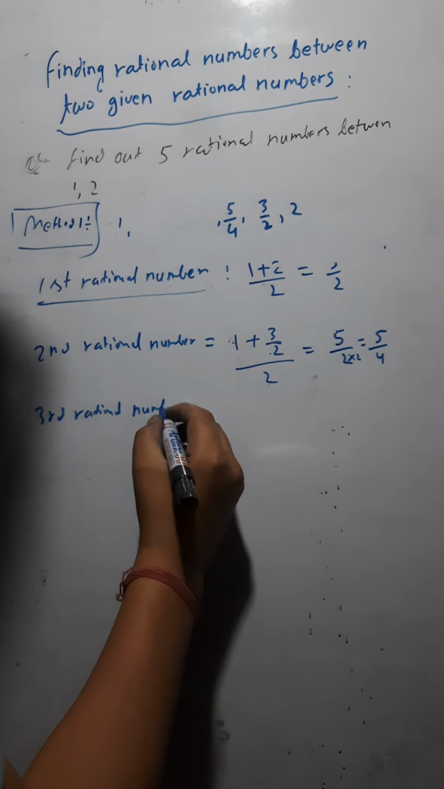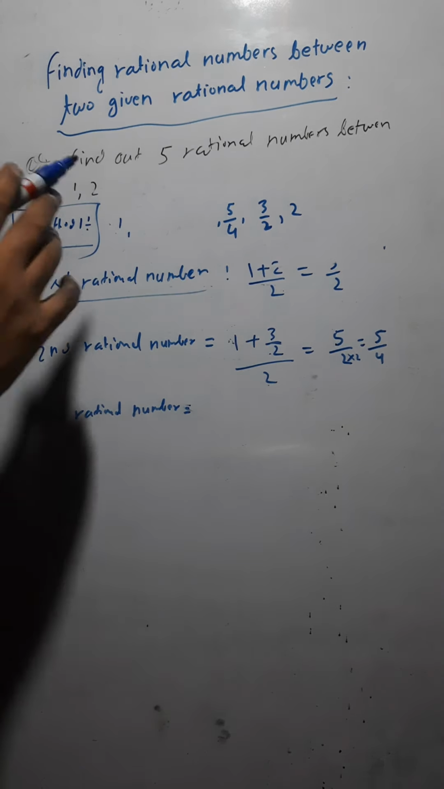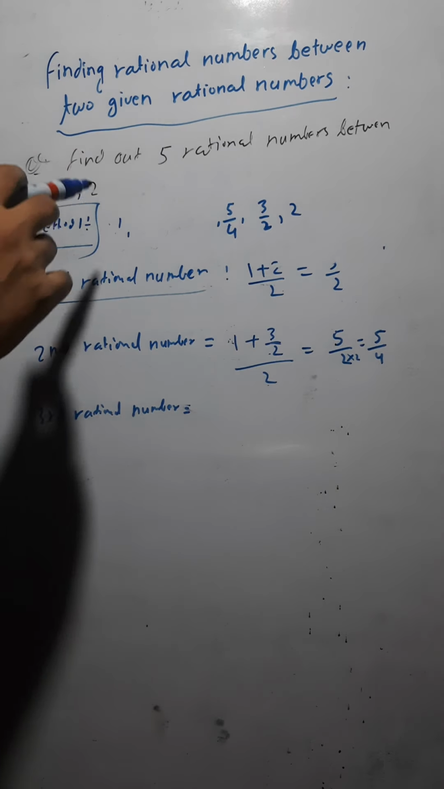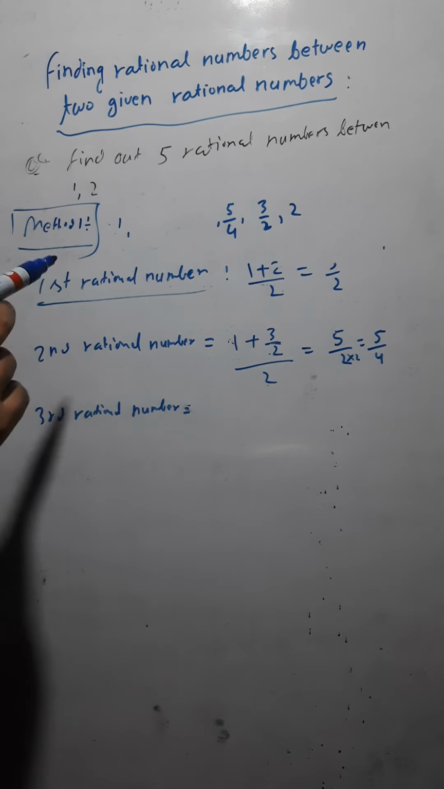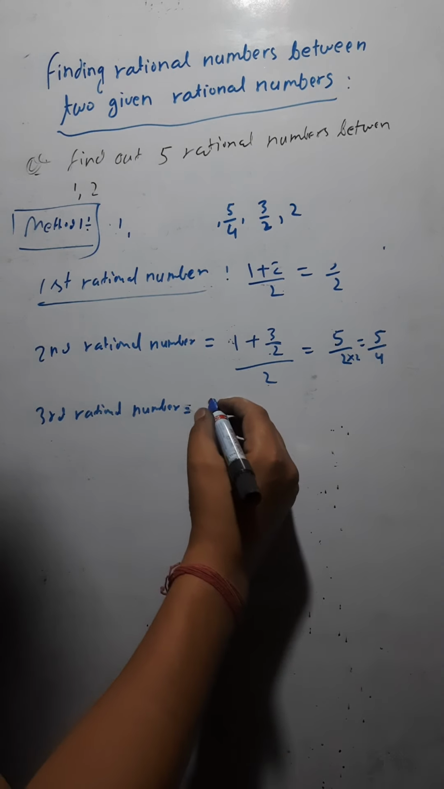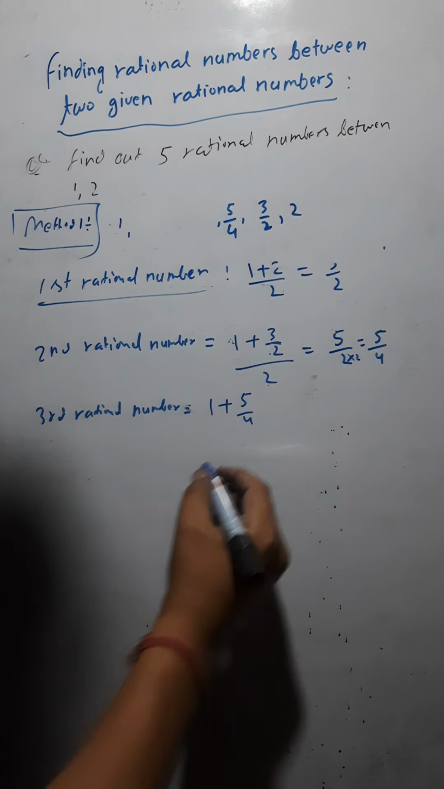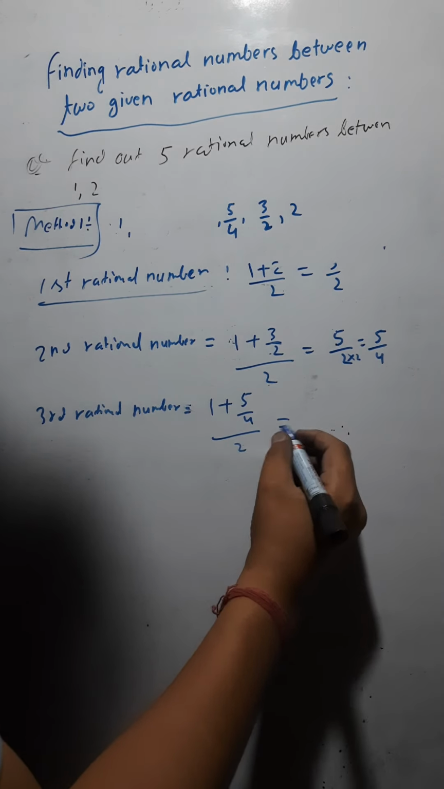Third rational number, how do you find this? Now for finding out the third rational number between 1 and 2, again I would be taking the mean of this and the next one, that is 5 by 4. So I would be writing 1 and the next one, 5 by 4. I will be taking the mean, means I will be dividing it by 2.